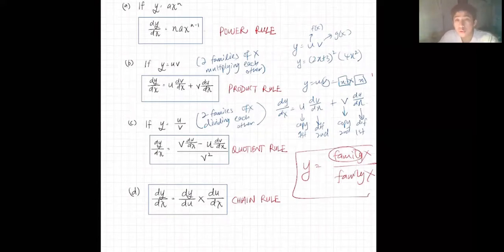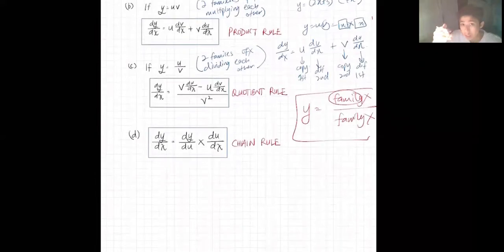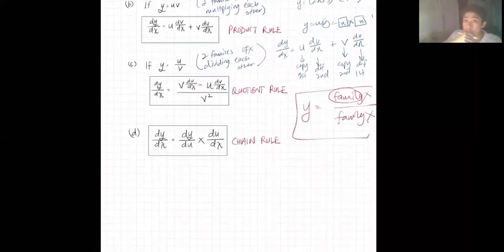What about the product rule, which we did in the previous video? Product rule is when you have two families of x multiplying each other. But now it's the quotient rule. The quotient rule basically means you have two families of x dividing each other. So you have to make sure. And the formula is this thing. The formula I won't go through with you, okay? I would just go through the steps with you. You try to understand first.